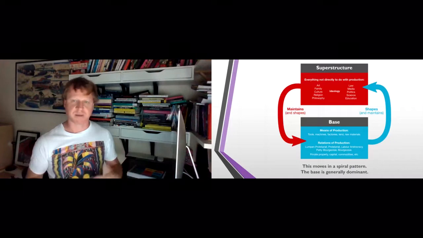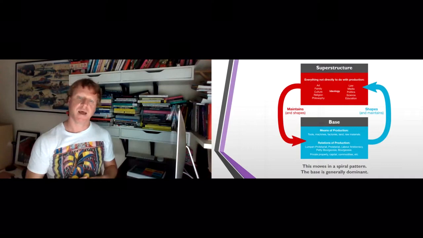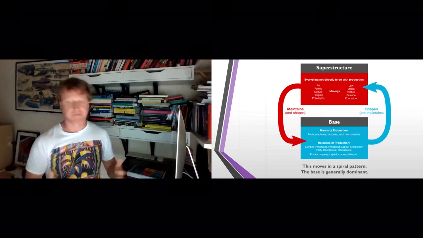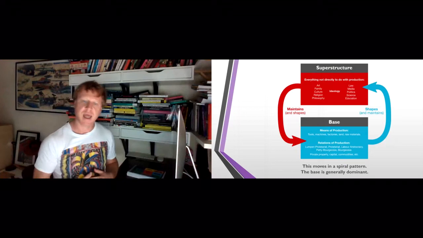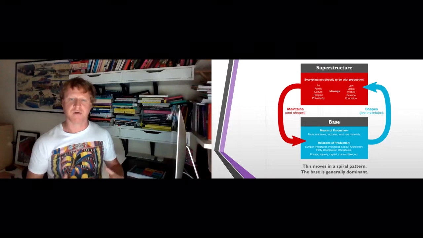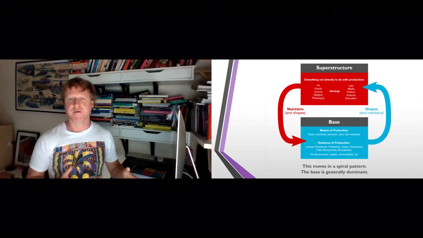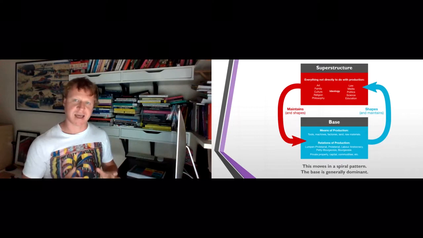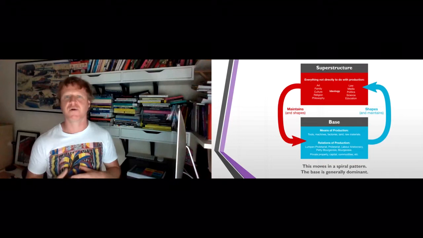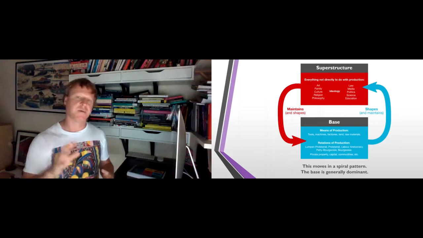So the base is the means of production, and who owns that. Means of production here, again, being tools, machines, factories, land, raw materials, and computer technology, you would say today. There's a relation going on in terms of how these things develop between the different classes that Marx foresaw. So this is the basis, the economic system of production. And for Marx, everything else in society is shaped and maintained by that. Art, family, culture, religion, education, science, politics, media, law, everything not directly to do with production itself, is still very much shaped by that system.